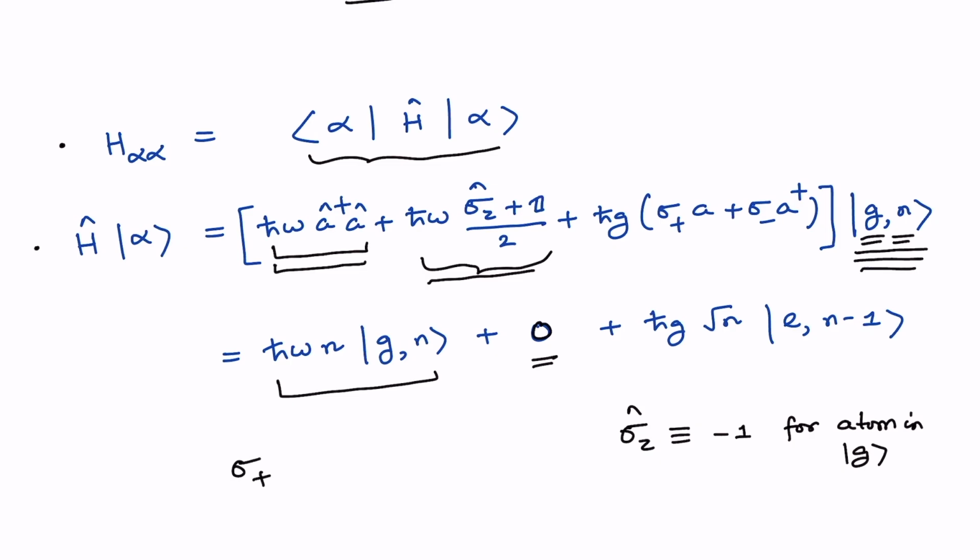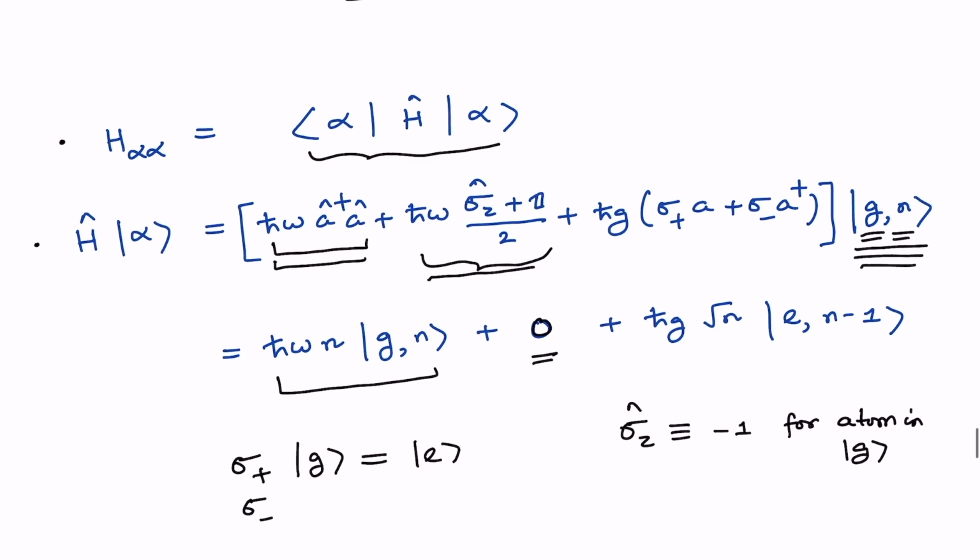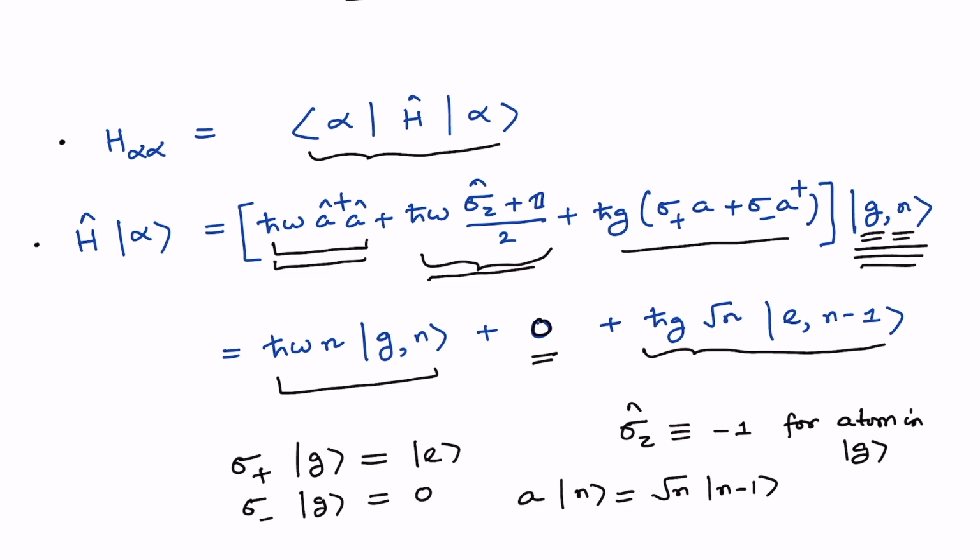When this σ+ operates on the ground state, it is going to take the atom to the excited state. And σ-, on the other hand, the atomic lowering operator, when it operates on the ground state of the atom, is going to give you 0, because there is no energy level below the ground state. Similarly, a when it operates on the ket state n is going to give you root n times n minus 1, and because of this you are going to get this term from the last term. Okay, I hope you get it.